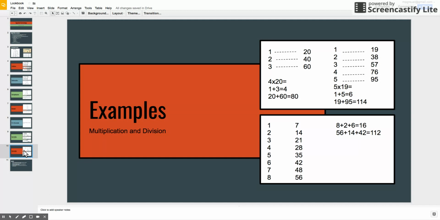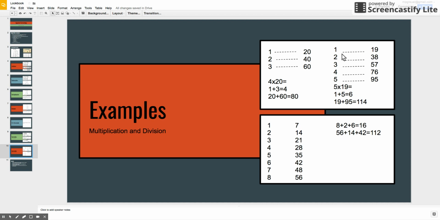And then for my multiplication example, there are 2 separate multiplication examples in the top. So since 1 plus 3 equals 4, and since we're trying to find the answer to 4 times 20, you look at what 1 corresponds to and then what 3 corresponds to, and you add those together to get 80, which is 4 times 20.